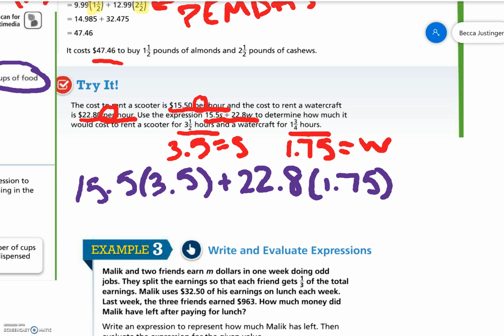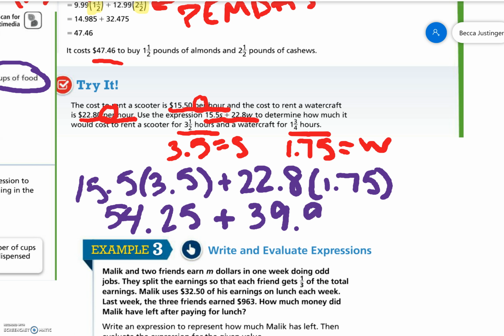Now I'm following the rules of PEMDAS. I need to multiply first. So I do 15.5 times 3.5 to get 54.25 plus, then I do 22.8 times 1.75 is 39.9. Last but not least, add those together, and we're talking money, so $94.15.